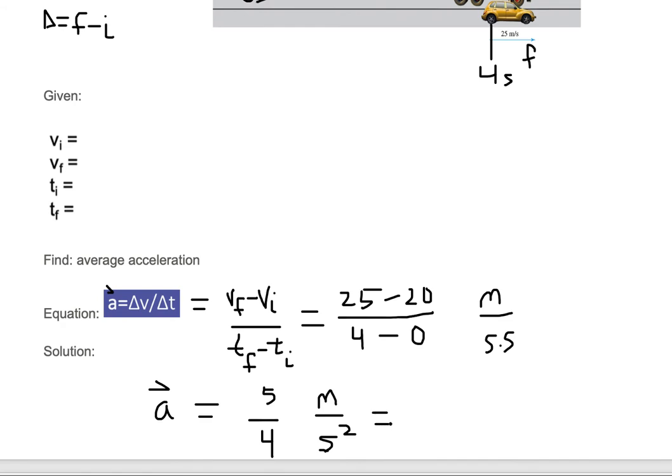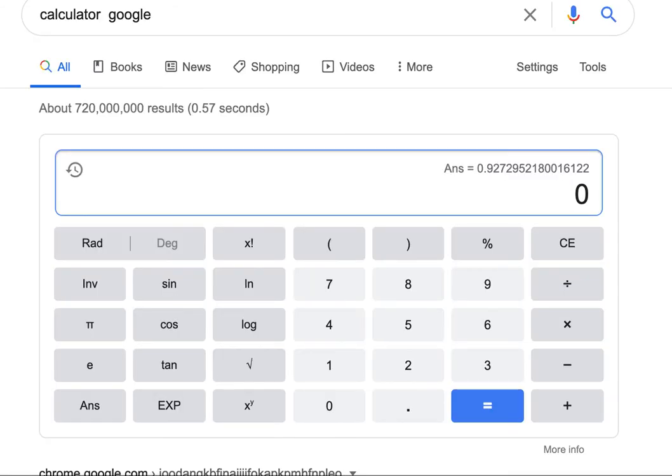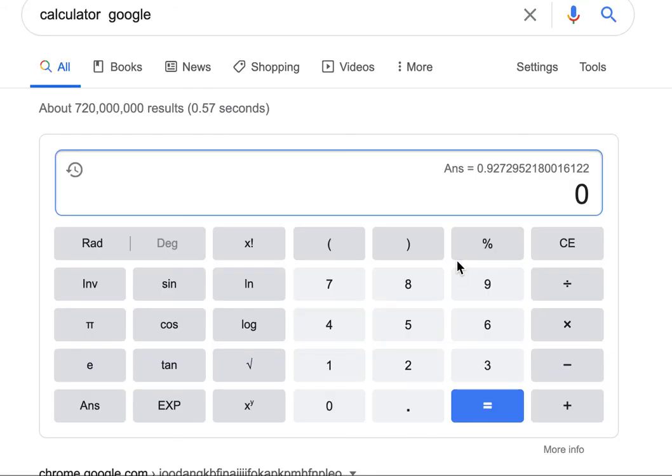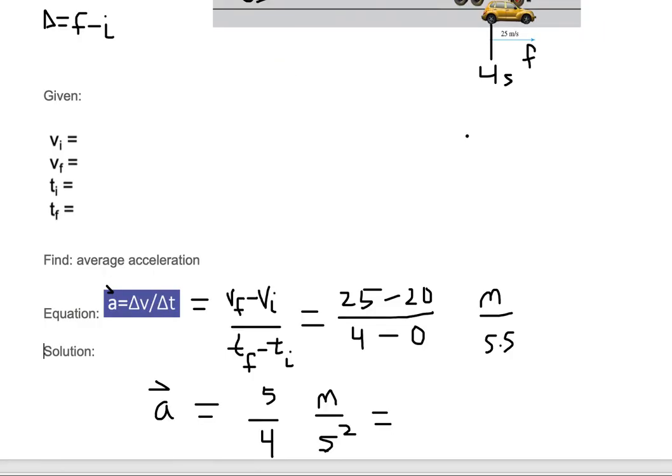So I'm going to put an equal sign, and now I need to divide this out, so I need a calculator. The easiest one to go to is a Google calculator. So I look for calculator Google or Google calculator, and up pops this scientific calculator. And I want to solve for 5 divided by 4. So I put in 5 divided by 4 equals, and I get a value of 1.25. So my answer is going to be 1.25 meters per second squared.